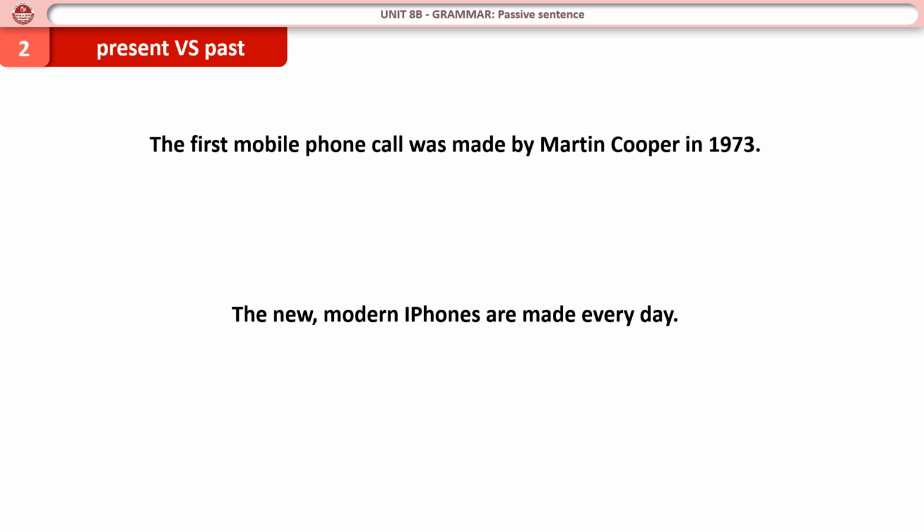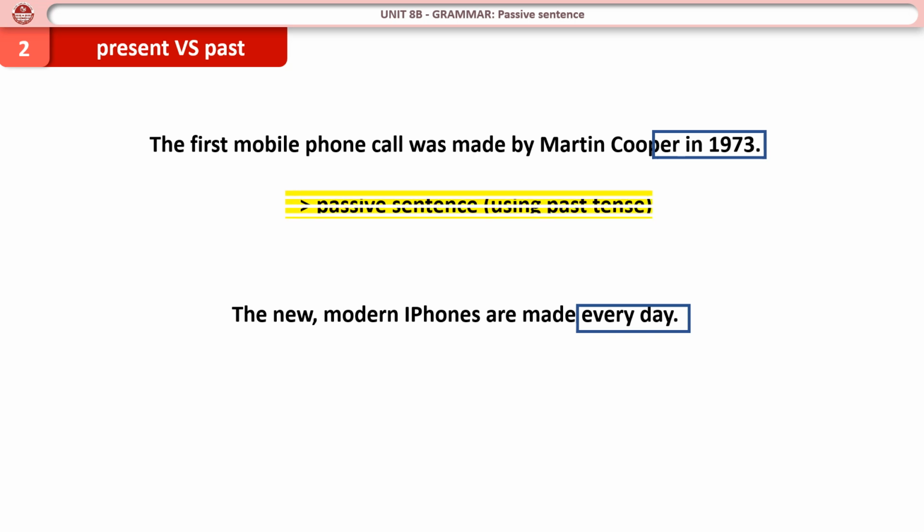For the first one, we have the time, which is in 1973. And we already know that it is in the past, right? While the second sentence is every day. So every day is in the present. And because of the difference in time, the use of passive sentence would also be different. Here, let me show you.